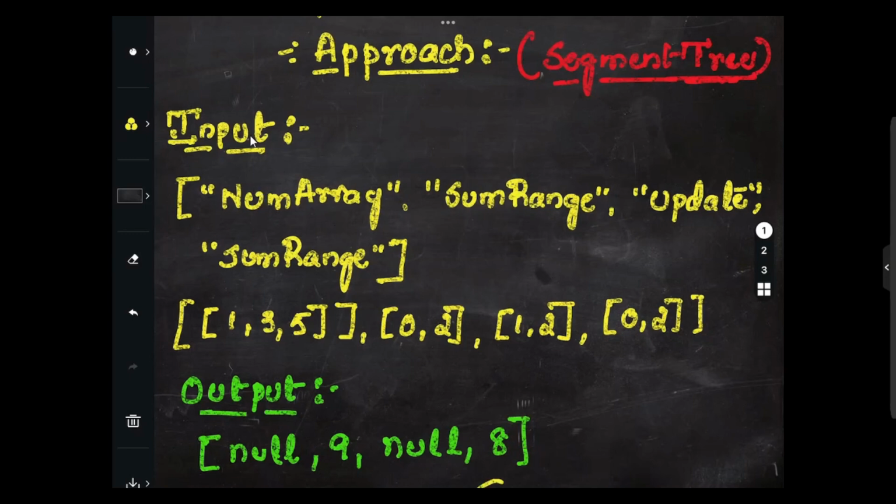First thing, I have considered the same first example that they have given in the question, right? So I hope this is clear. The output that we need to get here is null, 9, null and 8. We saw this one, right? So we have already discussed this one.